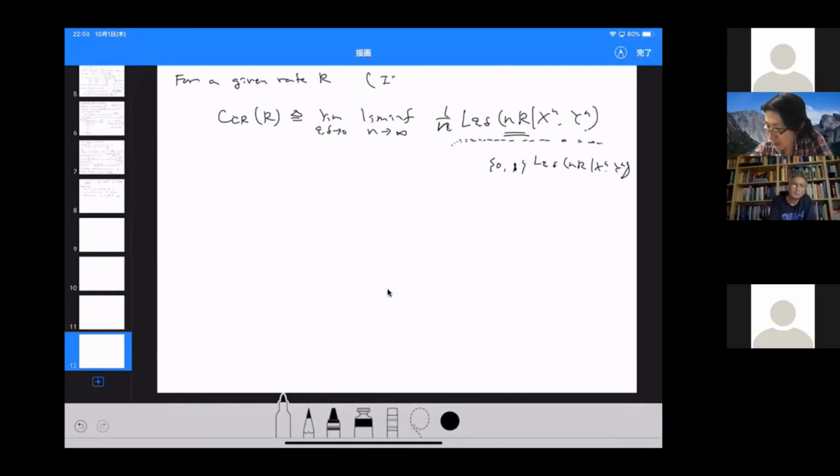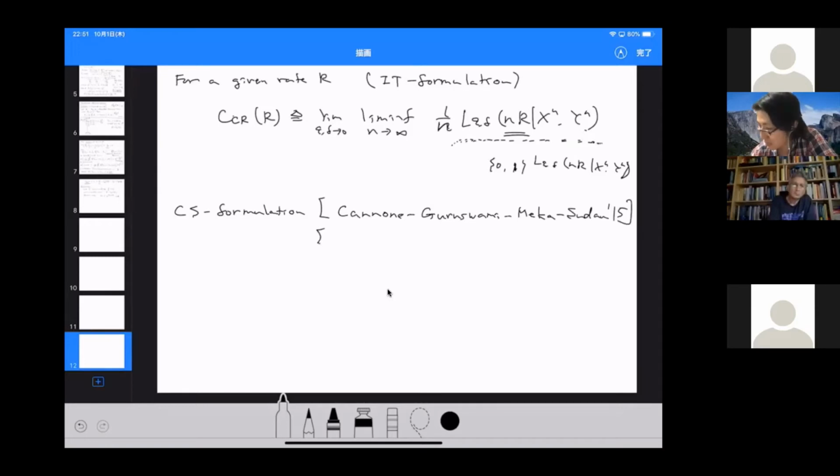So this is the IT formulation. And also we can consider the CS formulation. In fact, the common randomness problem has been studied quite recently by computer science people. For instance, it was studied by Canonne, Sudan in 2015, and there is some follow-up work by Goswami, Krishna.